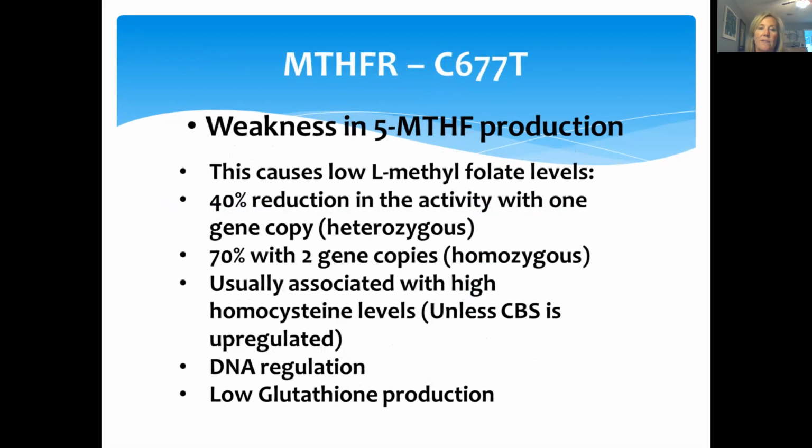Now, this is the C677T gene we're talking about here, but the same goes for the other. Two genes is worse than one. They call it heterozygous if you only have one, and homozygous if you have two. Now, this particular gene is usually associated with high homocysteine levels that we talked about earlier, which is not good for cardiovascular health, and it's very inflammatory. This isn't always the case. If you have another gene called a CBS mutation, you'll actually eliminate the homocysteine more efficiently, and we'll talk about that gene later. But this is important in DNA regulation, and people with this gene have low glutathione levels.